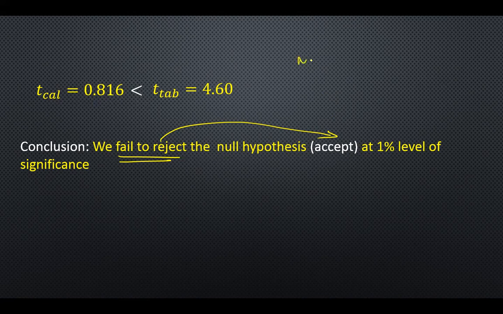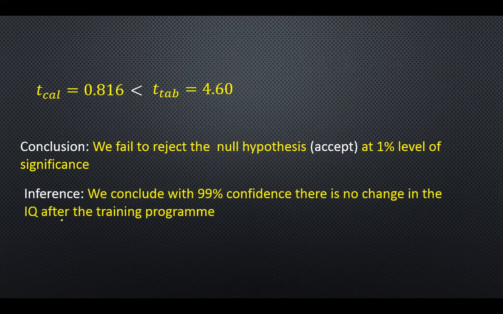So what is my null hypothesis? No difference is my null hypothesis. So I'm going to accept that. There is no difference. That's what I'm accepting. So I'm coming to an inference that we conclude with 99% confidence, because it is a 1% level of significance, so I will always subtract, that there is no change in the IQ after the training program. So I can write this as there is no difference in means of sample A and sample B, or I can say the program is not effective, or I will say there is no change in the IQ after the training program. This is what I should say after this.